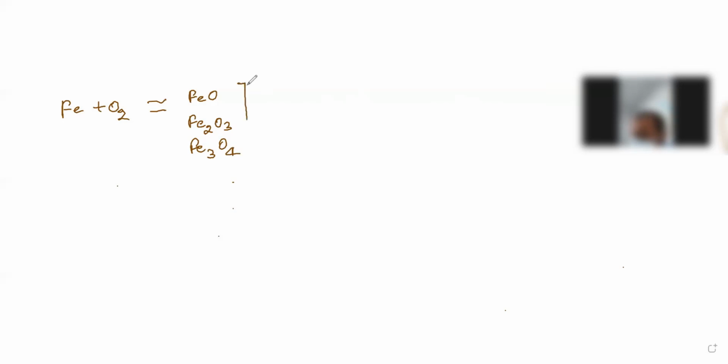Okay. To calculate the volume of the oxide, we need to know the molecular mass of iron and oxygen both. So what is the molecular mass of iron? 56 gram per mole, right? What is the molecular mass of oxygen? 16 gram per mole.